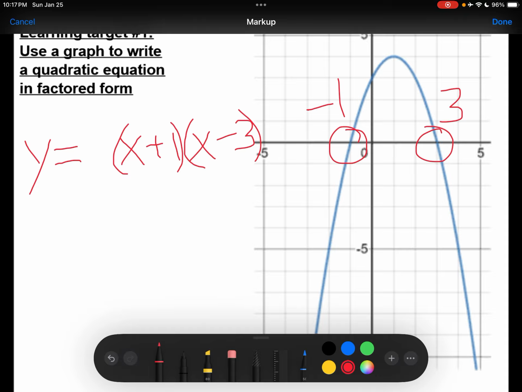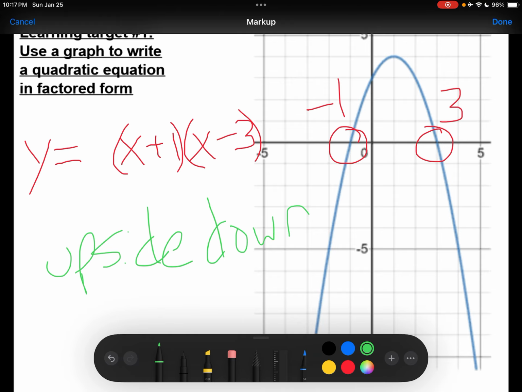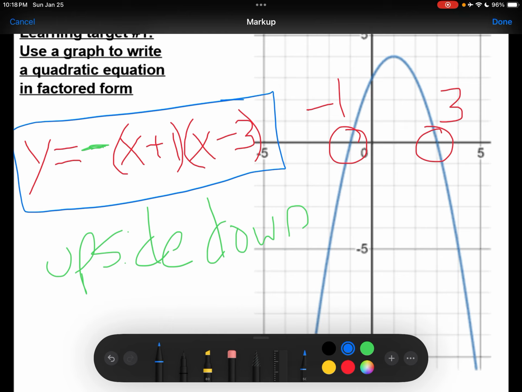Now, this is how most of them work, and at most problems you'd be done, but because this graph is upside down, there's an extra thing to do. You will need a negative sign in front. You can make that a -1 or just a negative sign, and that's how you'd write the equation.